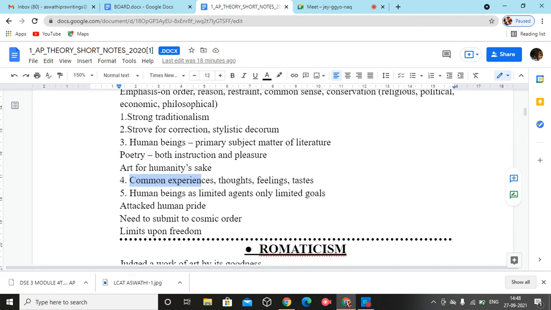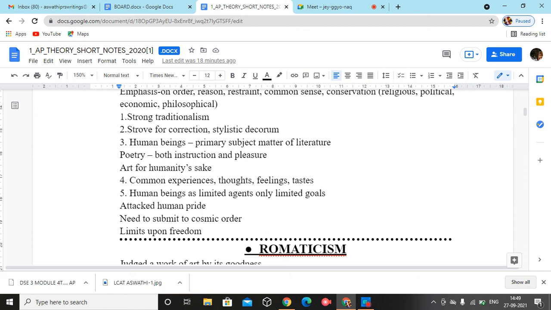But here that's the relevance of common experiences. Looking at common experiences, thoughts, feelings, tastes: if everything is common and consistent, you don't have all these revolutions in the world. Why all these revolutions? Fight. All those occur in the world because people want to be different. That is their right. But the majority or the power sector doesn't allow it. Then you have revolutions or a rebellion. That's the main point. So here, neoclassicism doesn't want to promote something different, but common experiences, thoughts, feelings.